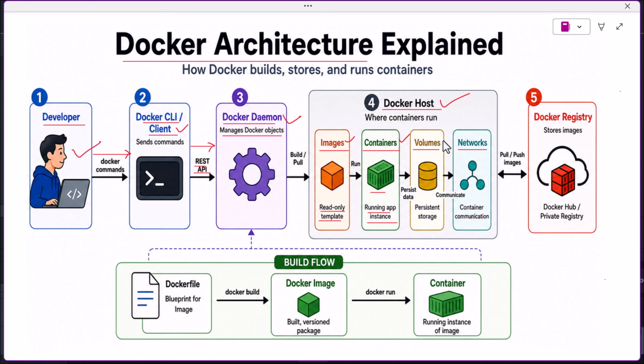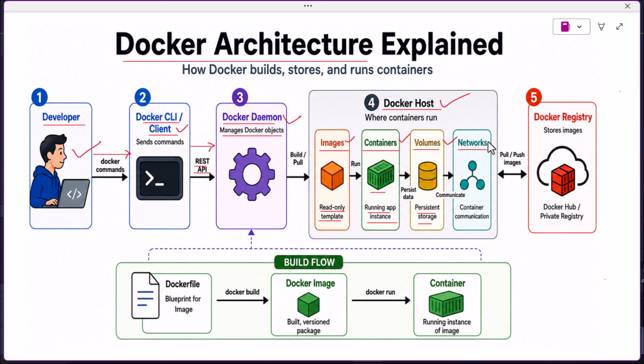Next, we have Docker volumes. Containers are designed to be replaceable. If important data exists only inside a container's writable layer, that data may be lost when the container is removed. A Docker volume stores data separately from the container's lifecycle. This allows the data to remain available even if the container is stopped, removed, or recreated. Volumes are commonly used for database files, uploaded content, and other persistent application data.